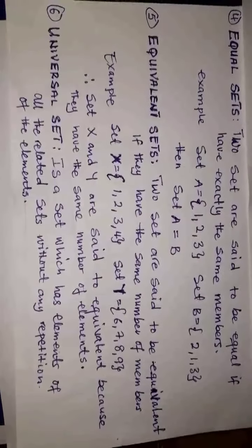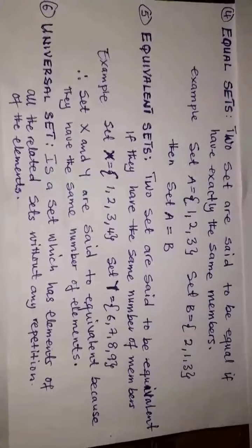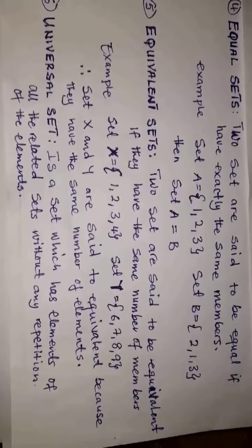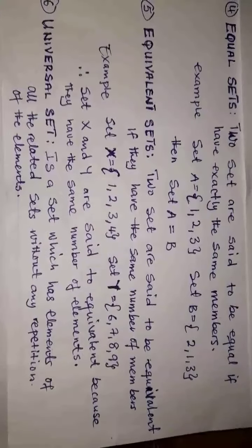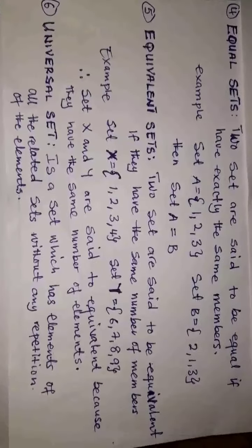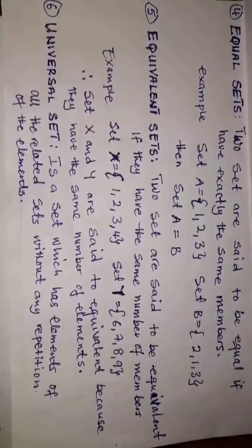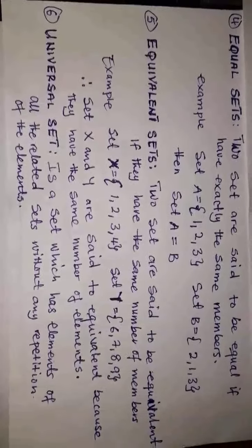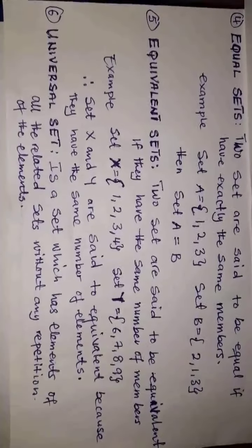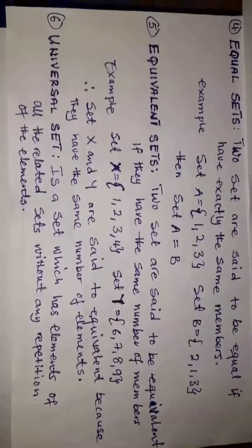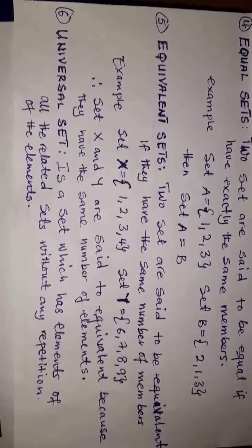So the sixth one we have, which is the last but not the least, is a universal set. It says a universal set is a set which has elements of all the related sets without any repetition of the elements. So there's no repetition needed in a universal set. All we need to know is the universal set is a set of all related sets without any repetition.